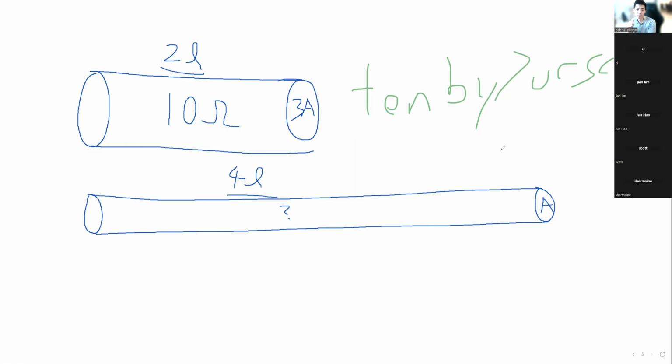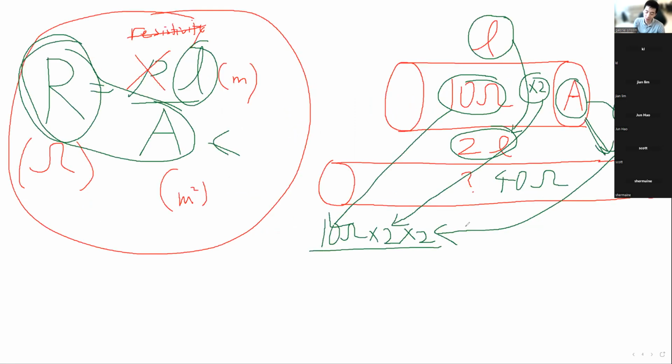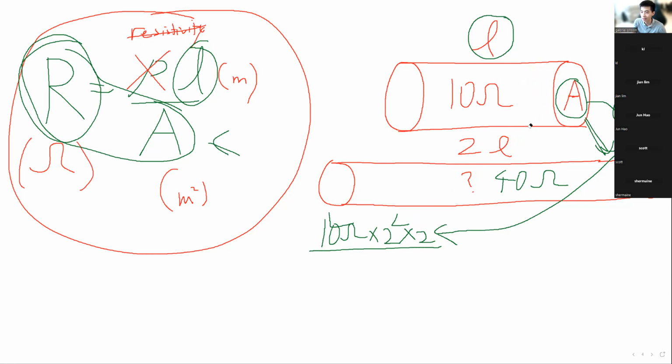Nope, that's not right as well. Okay, let me tell you how to do it. Wait, Scott. Just now, right? This part here, do you understand or not? Like the length, compare the length and the length and the area and the area. Do you understand this part now first?